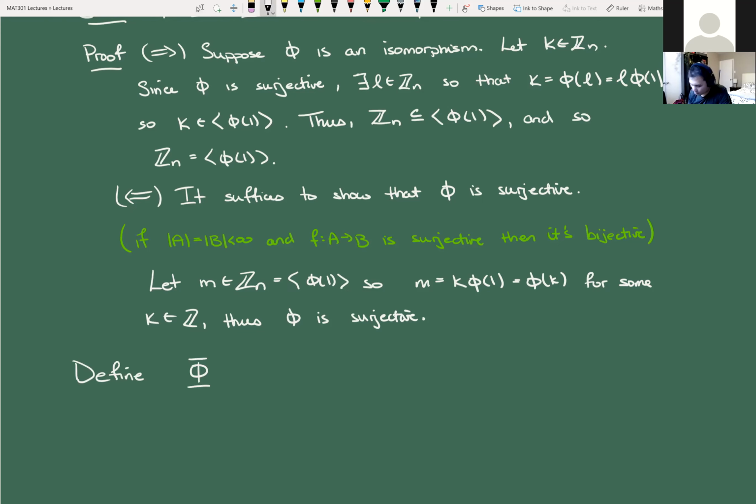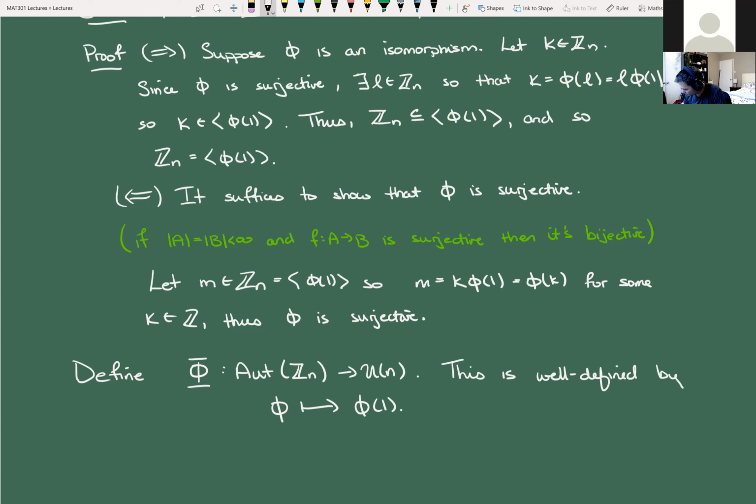Okay, so finally, we're going to define, I'm going to use capital phi here. It looks kind of like the green lantern symbol. That's a capital phi. Okay, and I'm going to define it in the obvious way by taking phi, which is the automorphism, to phi of 1, right? So I'm saying you give me an automorphism, and the output of this map is to tell you what phi of 1 is, right? And we know this is well defined because we've already said that you're an automorphism if and only if phi of 1 is coprime to n. So this is well defined by our conversation above, where we said you're an automorphism if and only if phi of 1 generates the group, if and only if phi of 1 is coprime to n.